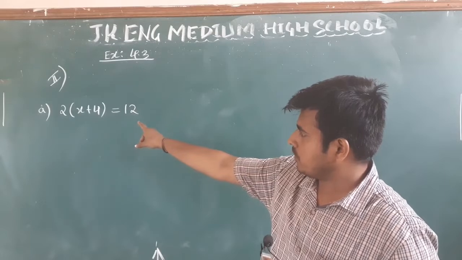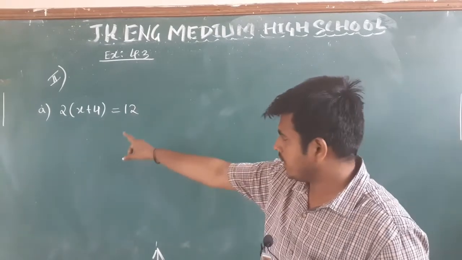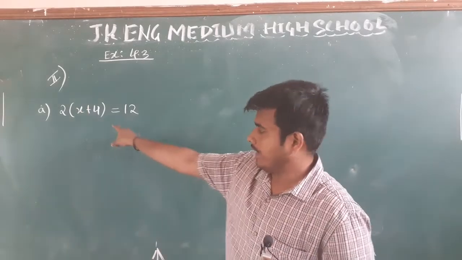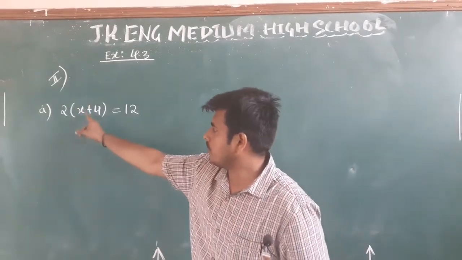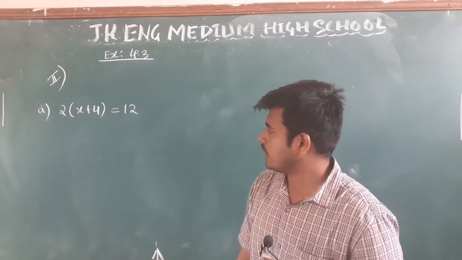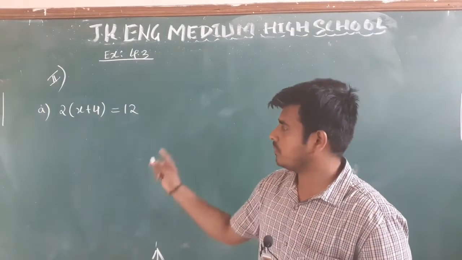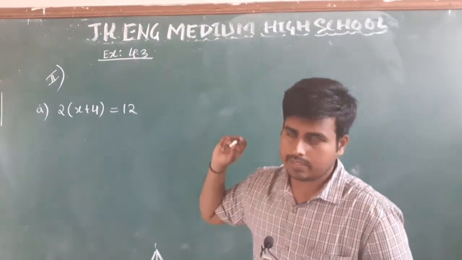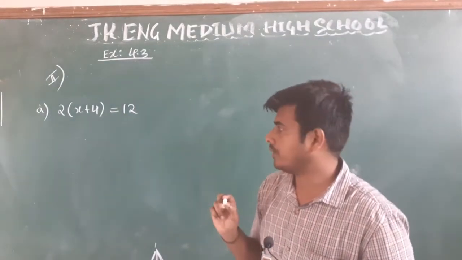2 into (x plus 4) equal to 12. Here x plus 4 is inside a bracket. x is a variable and I need to find the value of x by solving this equation. It is a simple equation: LHS, RHS, equality sign, one variable. I need to find the value of x.